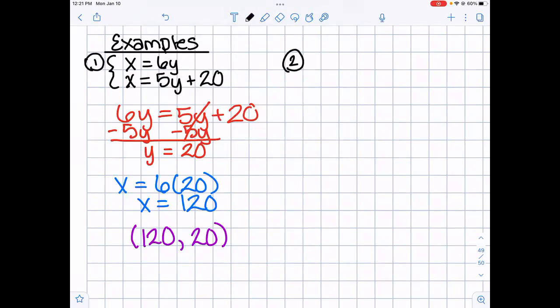Okay, number 2. x plus 2y equals 12. x equals y plus 3.